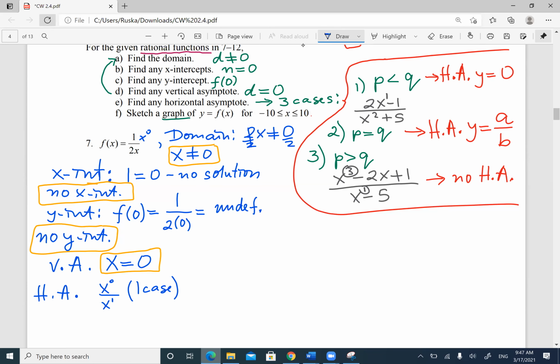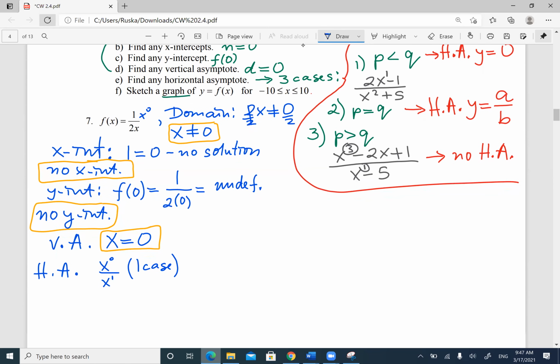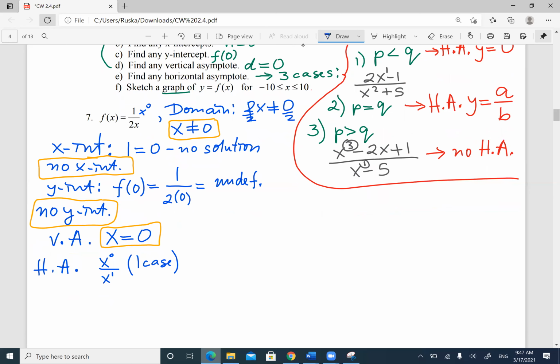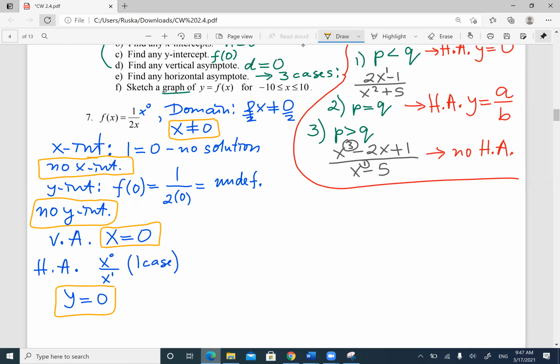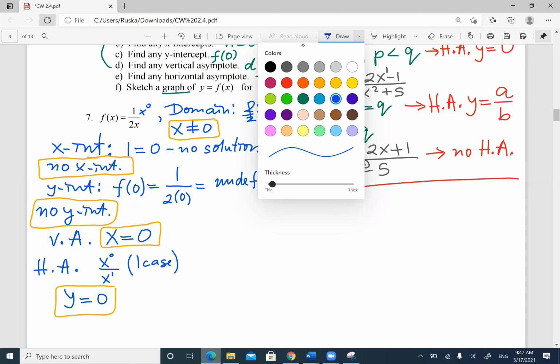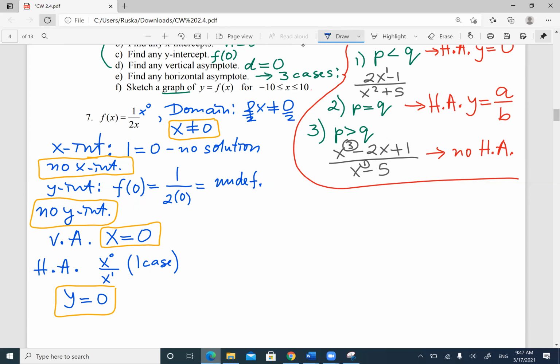So if it's the first case, automatically I know what my horizontal asymptote is. It's going to be y equals 0. That's my asymptote. Now, when you write the asymptote, make sure you write it like an equation: x equals 0, y equals 0, or x equals something, y equals something. It's the equation of a line because the asymptotes are horizontal or vertical lines. So you have to write them like equations of lines. Okay? So we have all the steps here. Now we just have to graph the function.